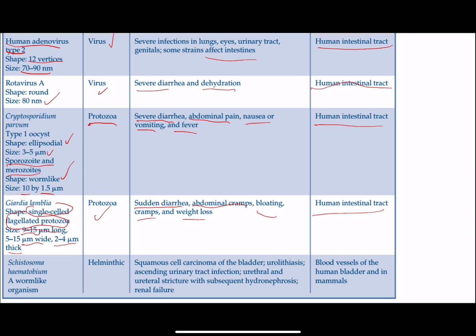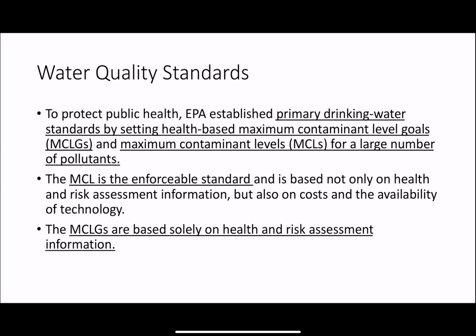The last one is eggs that come from a worm-like organism, helminths. Of course, this will cause squamous cell carcinoma of the bladder, urinary tract infection, urethral and ureteral strictures with subsequent hydronephrosis and renal failure. Very bad. This can be found in blood vessels of the human bladder and in mammals. There's a big list, and the book describes a few of them.